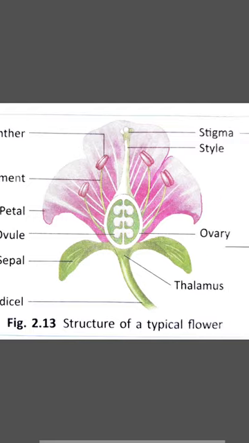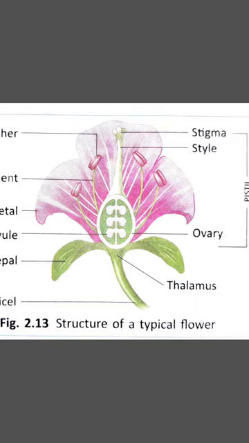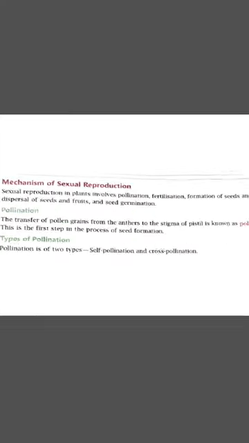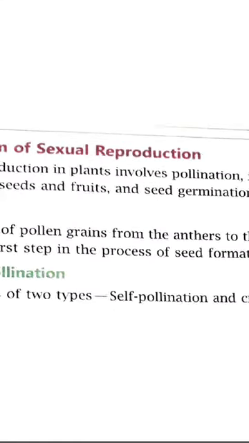Okay, this is the structure of a typical flower. I suppose you understand whatever I have told you. Now we come to the next topic, and that is the mechanism of sexual reproduction.